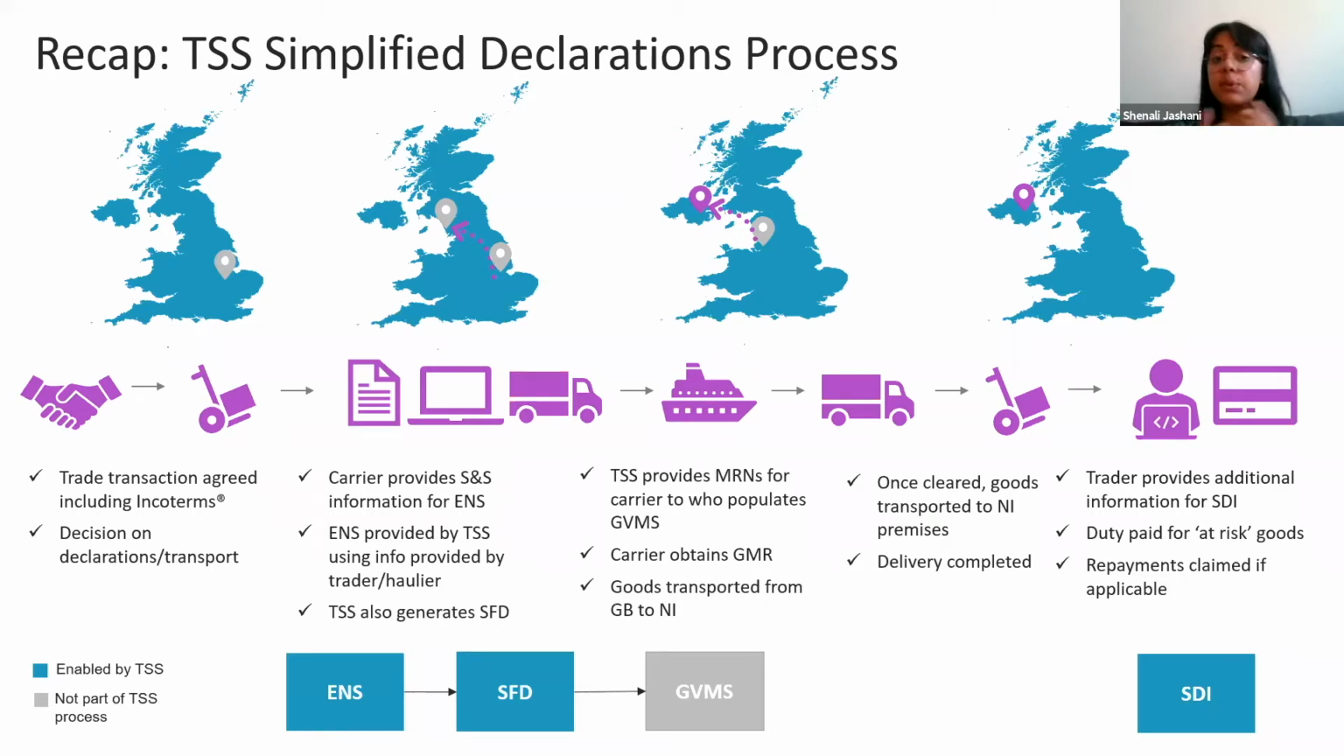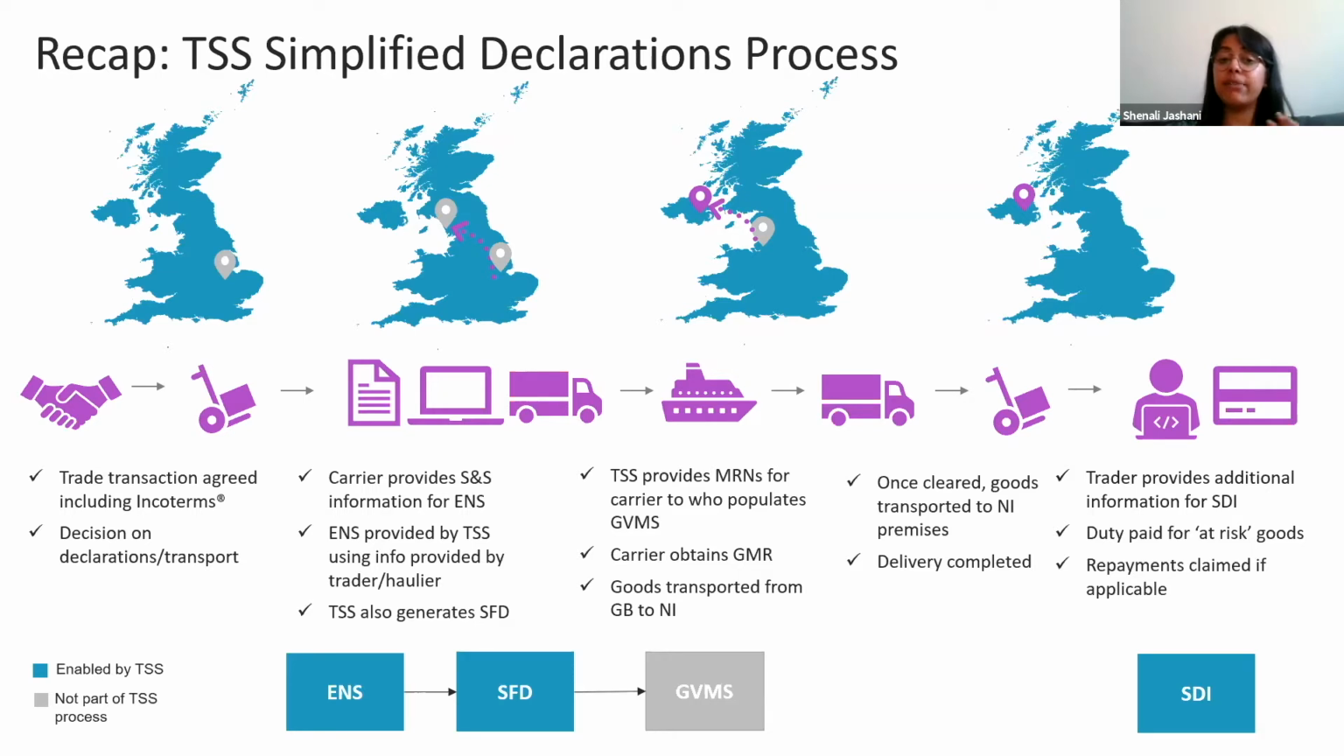If you did want to add the goods detail yourself, there is a different model called consignment first, where you can log on, add in the goods detail, and then your haulier can separately log on and add the vehicle's details at a later date. So it really does just go down to whatever your business prefers. At that point, the safety and security, or the ENS declaration, is lodged.